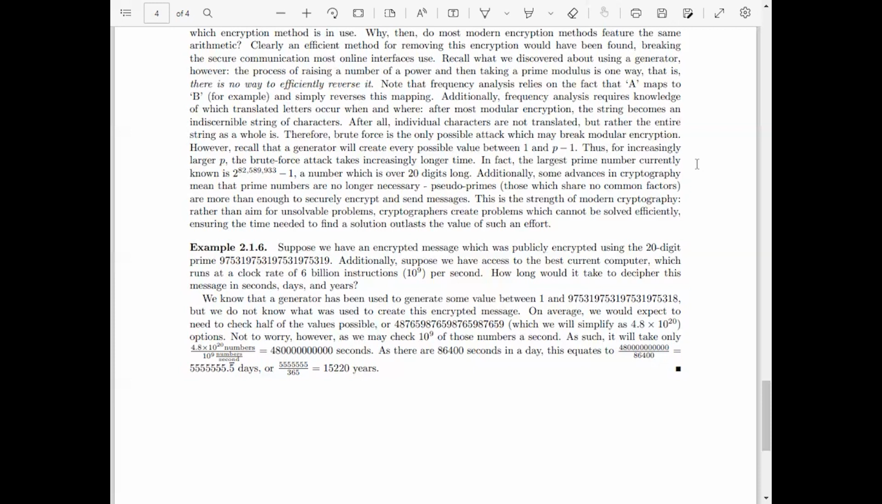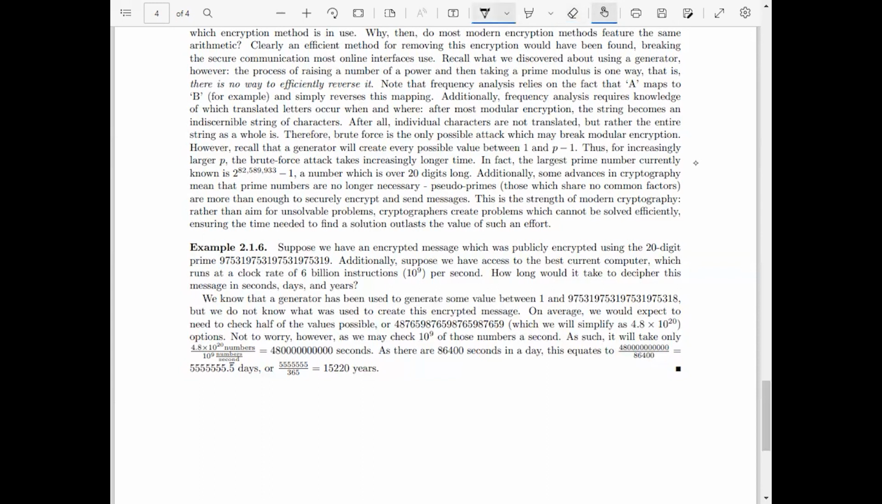So because it's one way, we have to brute force it. It is the only possible attack that can break modular encryption. However, recall that a generator will create every possible value between 1 and p minus 1. This wasn't particularly impressive when, for example, we had 5 acting as a generator for the number 7. However, for larger prime numbers, that's a little bit more difficult.